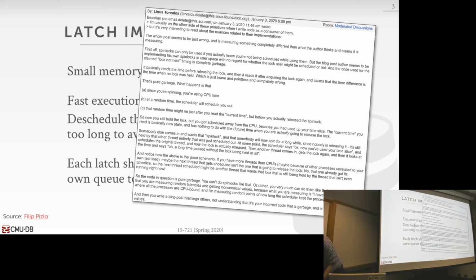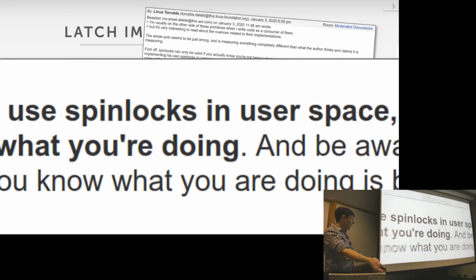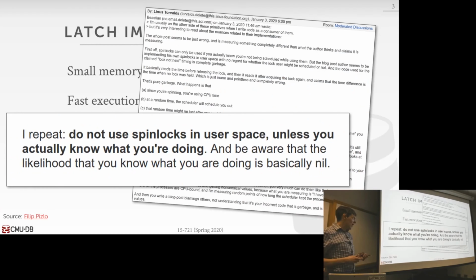So I'm obviously not going to read the whole thing. The only thing I'll point out is this one comment that I'll highlight, where he says: do not use spin locks, in our world spin latches, in user space unless you actually know what you're doing. And the likelihood that you know what you're doing is very, very low, right?